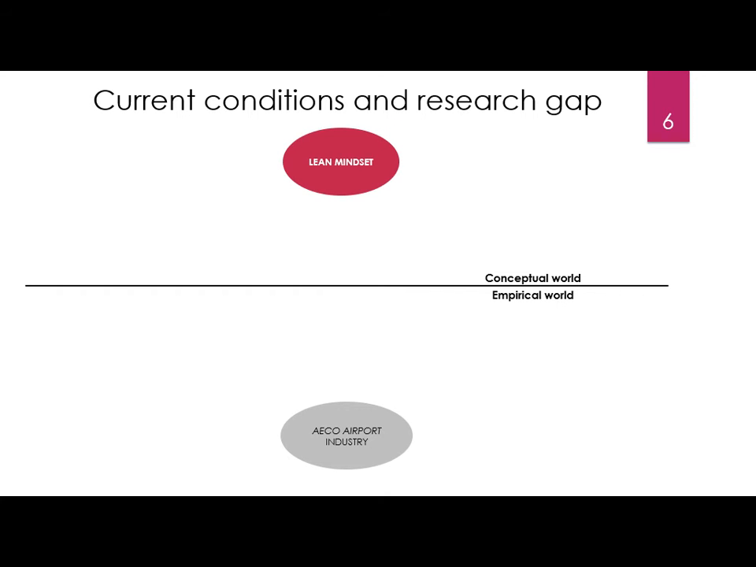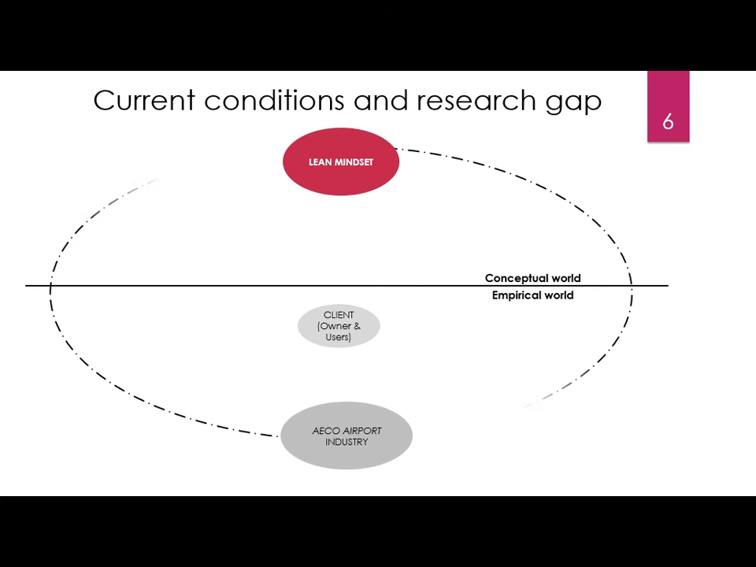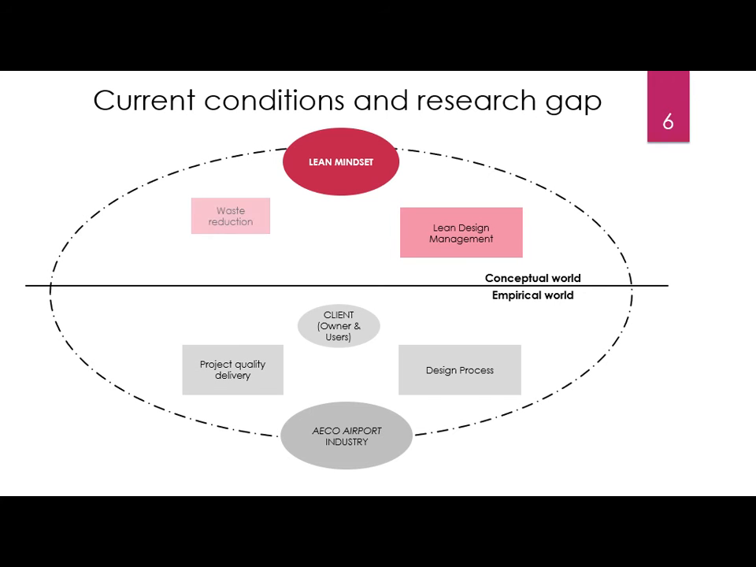If we think of the conceptual world above and the empirical practical world below, then we can compare what we might call a lean mindset to the existing airport industry, AECO being architecture, engineering, construction and owners, contractors and owners. And so of course in a lean mindset on the right-hand side we have lean design management, but then we have here waste reduction and value delivery, whereas here we're showing project quality delivery being the main current driver in the design process, and the client really at the focus.